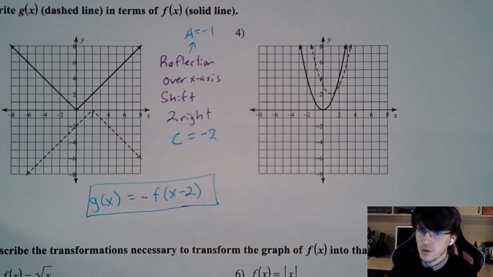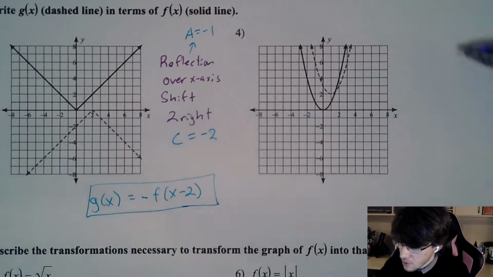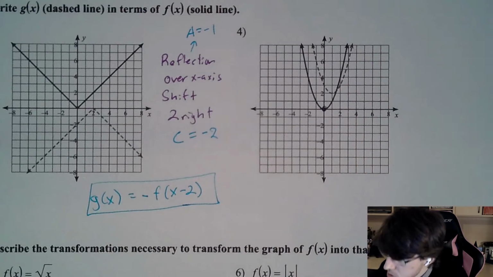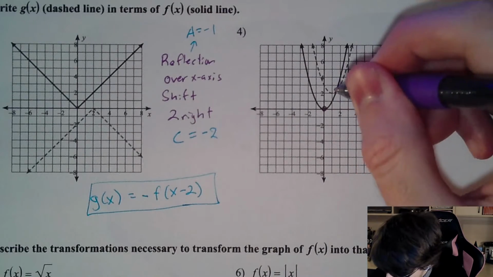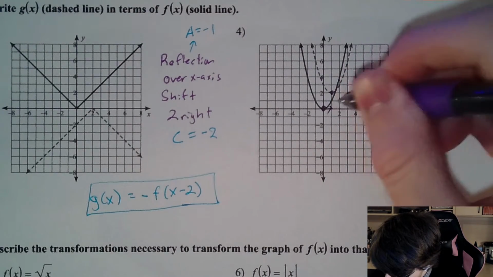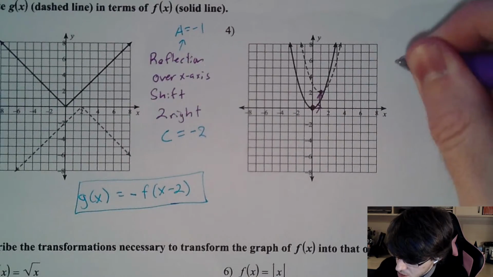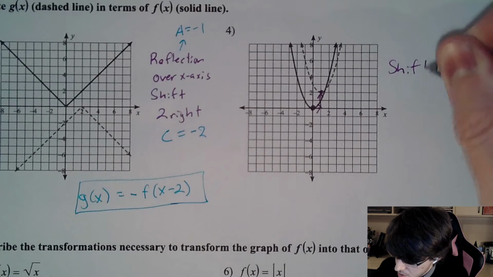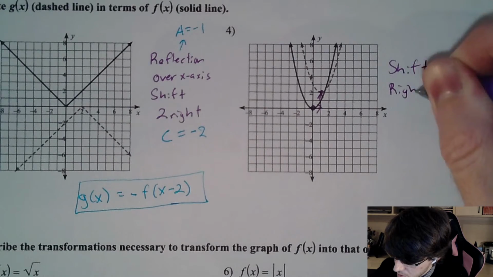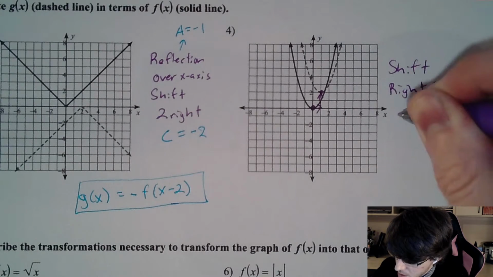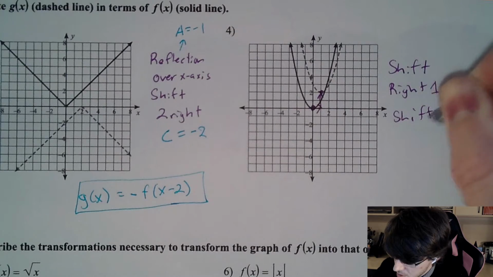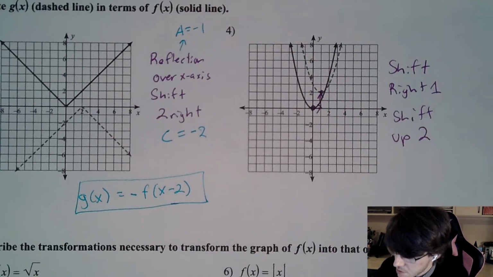Same idea here. We're going to do this one a little bit faster. So we're going to go ahead and figure out what happened here. So this coordinate was right here at the bottom, and now it's over here. So we've moved right 1 and up 2. So we'd say this is a shift right 1 and shift up 2.